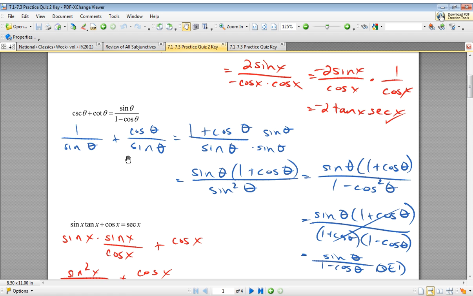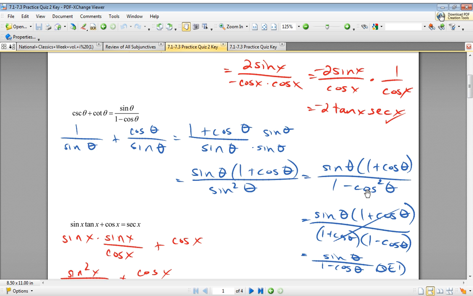Well, hey, these have a common denominator. So I'm going to get 1 plus cosine theta over sine theta. At this point, I am going to multiply by sine theta. Why am I multiplying by sine theta? Well, because I want something squared so I can use a Pythagorean identity. And if I do sine squared, so sine times the numerator and the denominator, I'll get sine squared. And then I'll do the Pythagorean theorem, so I have 1 minus cosine squared.